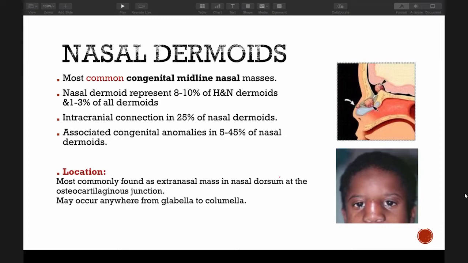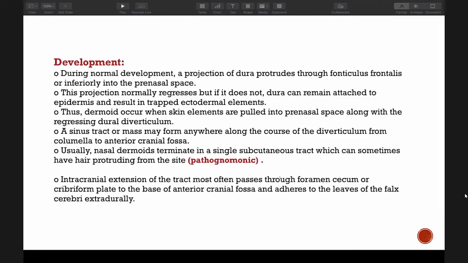The location is most commonly found as an extranasal mass in the nasal dorsum at the osteocartilaginous junction. However, you can find it anywhere from the glabella to the columella. During normal development, a projection of the dura will protrude through the fonticulus frontalis or inferiorly into the prenasal space. This projection normally regresses and results in trapped dermal elements. Dermoids occur when the skin elements are pulled into the prenasal space along with the regression of the dural diverticulum.